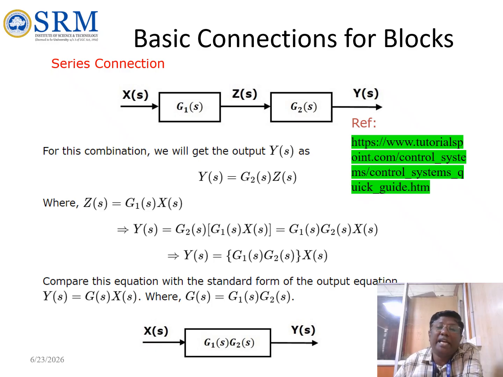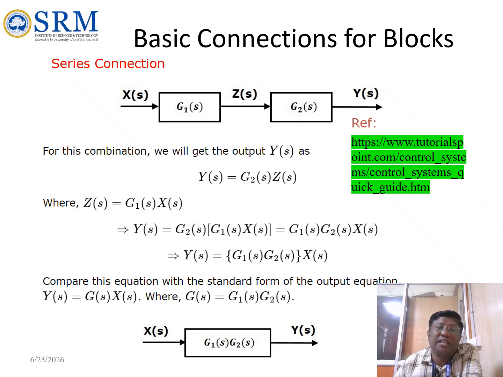So we will be getting a G1, taking the bracket out, G1 and G2 into X of s. So the Y of s is nothing but, if you are putting a summation of these two signals, I will take it as a bracket 1. Compare the equation with the standard form, Y of s equals X of s into G of s. Here these two are combined together and given as X of s equal to G1 of s and G2 of s.